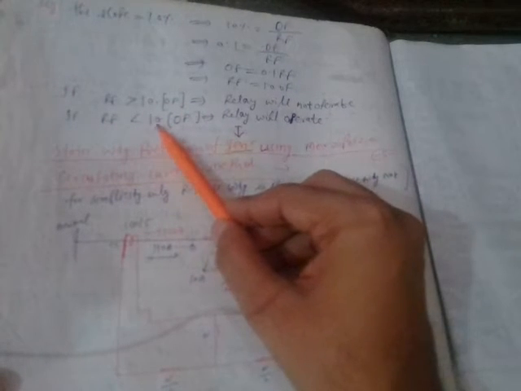So if restraining force is greater than 10 times the operating force, the relay will not operate, because restraining force is more than the operating force. But if restraining force is less than 10 times the operating force, then the relay will definitely operate, because the operating force is more here, right? So the relay will definitely operate.